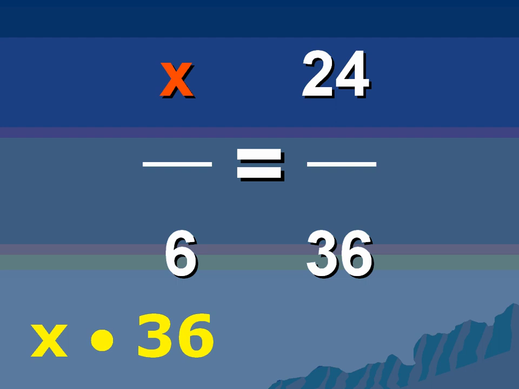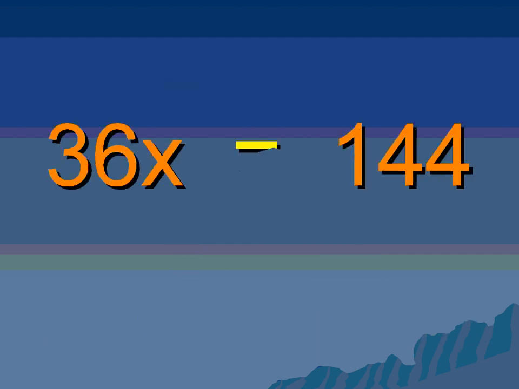Now what we do is we set this equal to the other two values diagonally across from each other multiplied together. So then 24 times 6 is going to be my term on the other side of the equal sign. Now, the first thing we want to do is simplify this. X times 36 is going to give us 36x. And that's going to be equal to 24 times 6, which is 144.